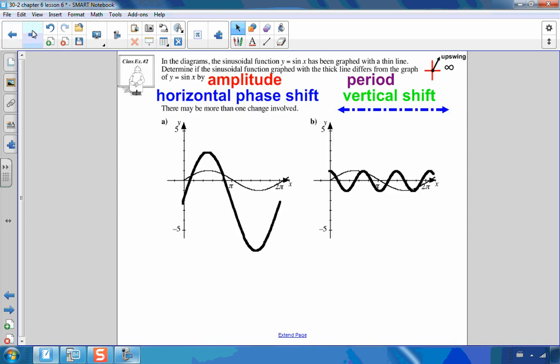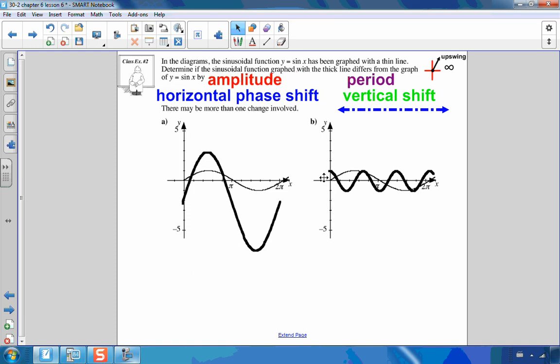Okay, let's look at this diagram here. We have the original sine function done in the thin black line, and there's been a transformation, or a change, in the thick black line. Now we want to determine if the sine function with the thick line is different with regards to amplitude, period, horizontal phase shift, or vertical shift. We're going to check all the ones that apply.